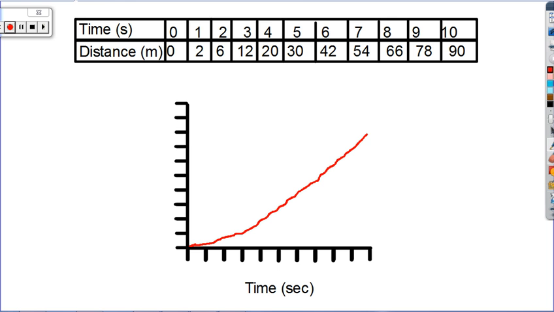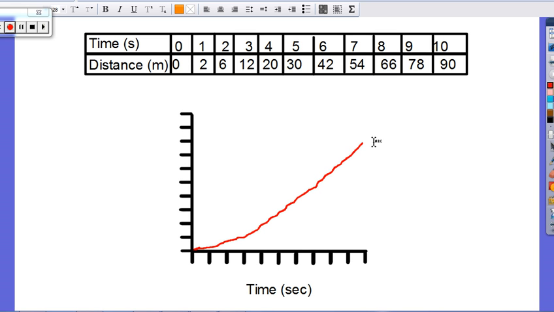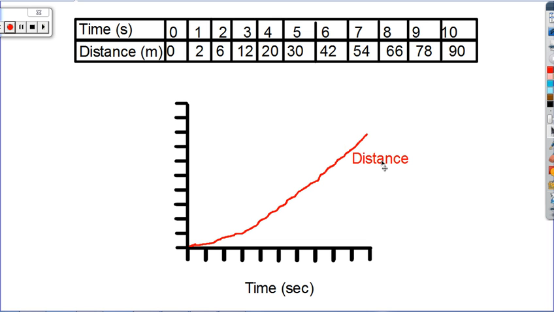So the red line, let's make sure we make a key here. The red line is going to be our distance. That's our distance line right there. Move that red one down.